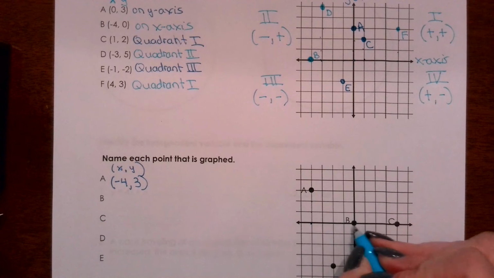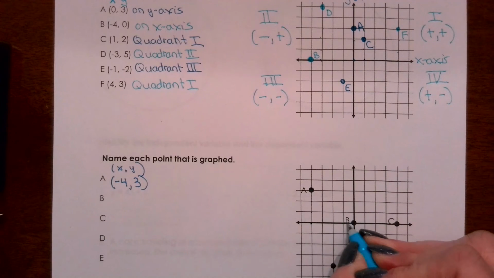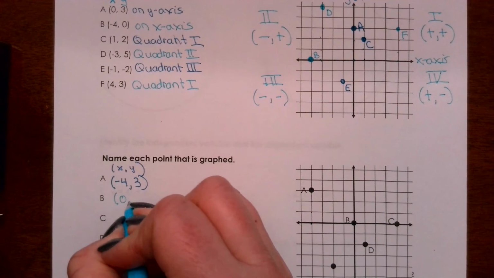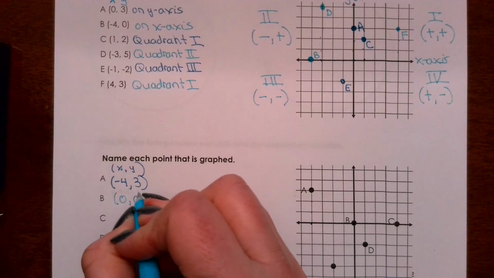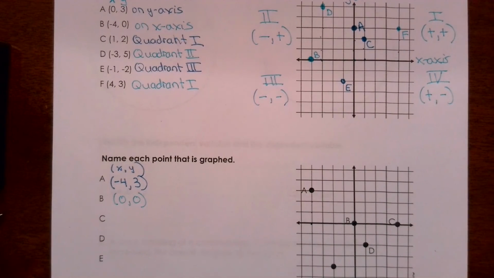Let's look at B. I start at the origin, and you know what? I don't even have to go anywhere. It doesn't go left or right, so my x coordinate is 0, and it doesn't go up or down, so my y coordinate is also 0. Point B is at the origin.